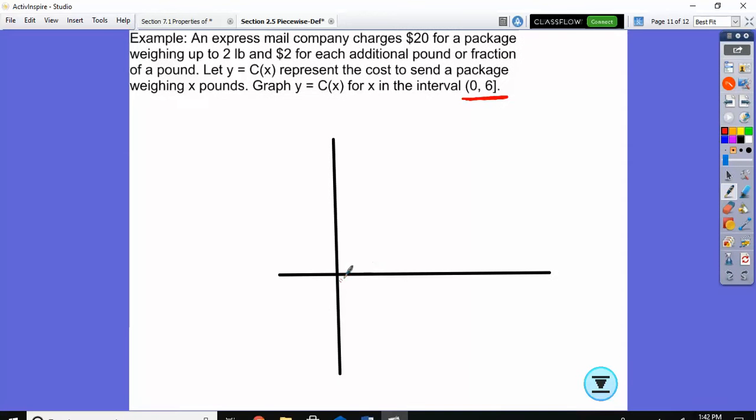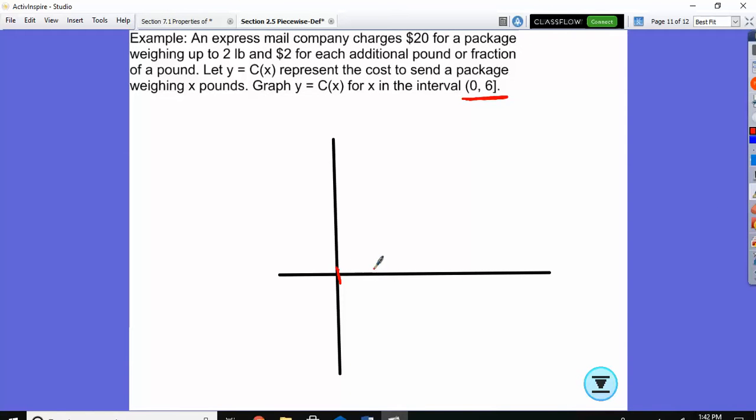Okay, so we're starting at 0, 1, 2. And I told you to take it up until 6. Alright, my y-axis, the minimum we're going to pay is $20. So I'm gonna count by 2s.